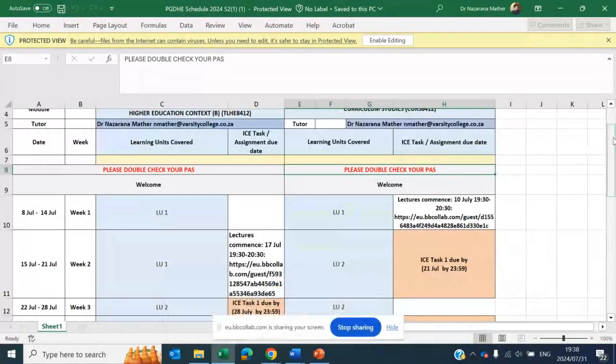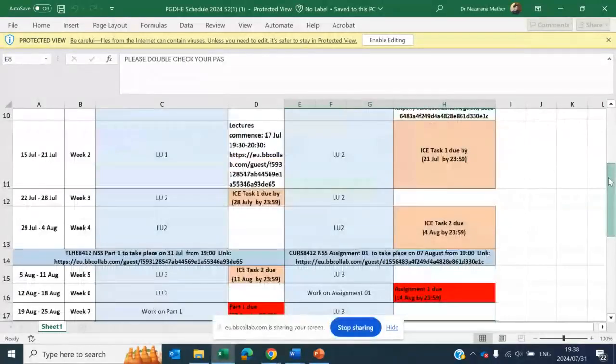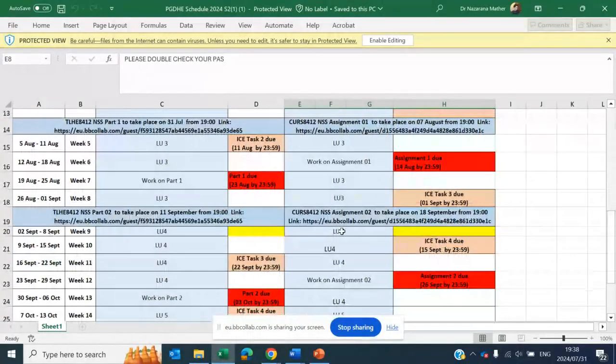And I've kept this week of the 8th September free because I know you've got your task 3 for HETP due there. So other than working on learning unit 4 in that week, you don't have any tasks due for me. I think on the 6th of September, if I'm not mistaken, is that HETP task 3. So yeah, you can have that week for that.